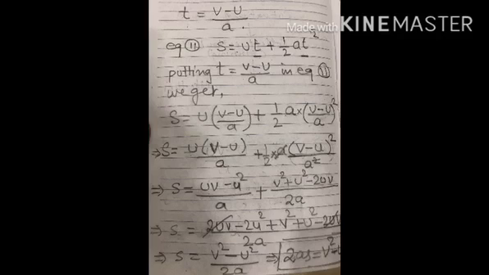Now we transfer 2a to the other side, so it becomes 2as is equal to v square minus u square. Now we transfer minus u square to the RHS, then it becomes 2as plus u square is equal to v square. Now this is the third equation of motion: v square is equal to u square plus 2as.